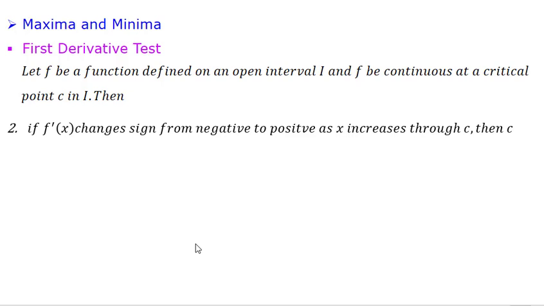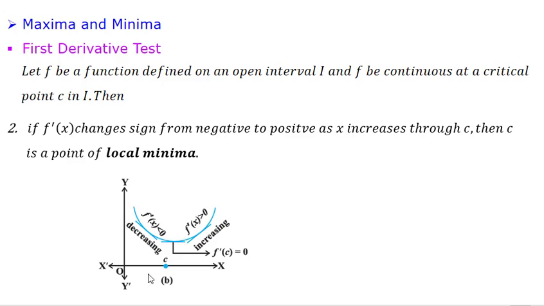Now if f dash x changes the sign from negative to positive as x increases through C, then C is the point of local minima. So from negative to positive, you see here f dash x is less than 0, the slope is negative, then as it reaches point C and crosses it, the derivative changes its sign from negative to positive, and hence we say that the function is minimum at point C, or we obtain local minima at point C.